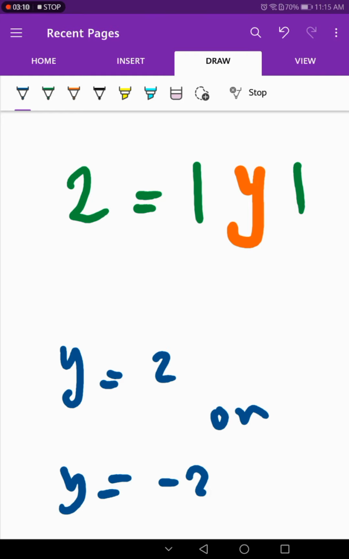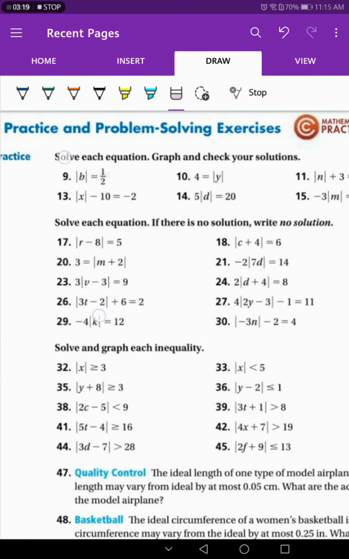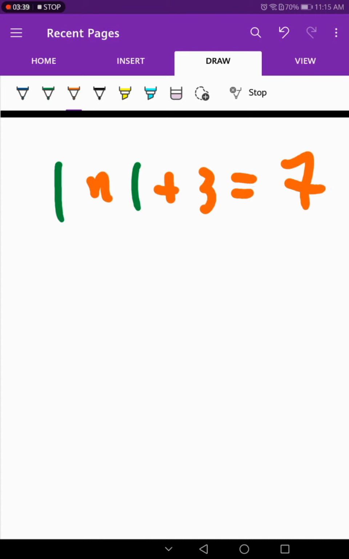Now let us take another question from the exercises here. I will take question number 11, and we are done with this part. I will write it here: the absolute value of n plus 3 equals 7. Now, when it says please solve this equation, what do we have to do, Mahmoud? We have to make the variable alone. Yes, and the variable here is n, the absolute value of n, yes?